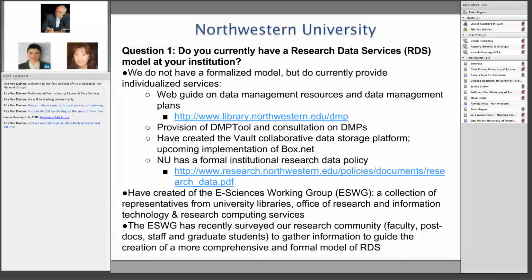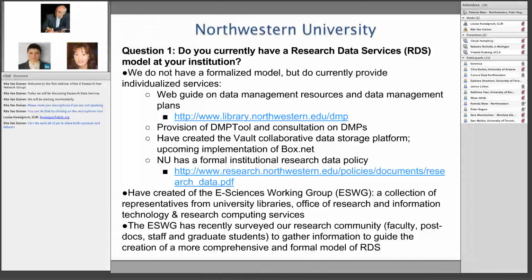Hello, this is Pamela. And we currently don't actually have a formalized research data services model at Northwestern. However, my colleague, who's also on this call, although she doesn't have a mic, has created a guide to data management resources and data management plans. We also provide the data management plan tool and consultation on those plans. In terms of sharing, we have a Vault collaborative sharing platform, and we're implementing Box.net. And the university itself has an institutional research data policy that we provided a link for.